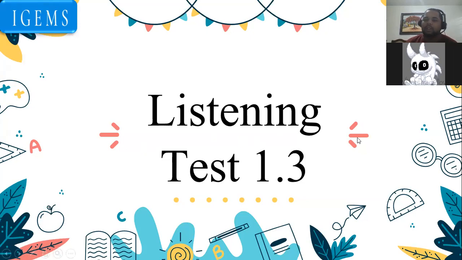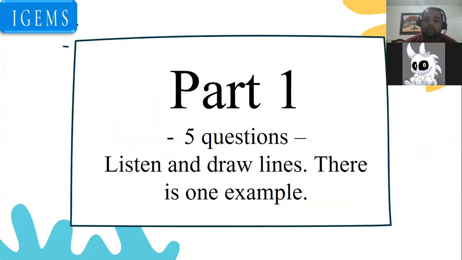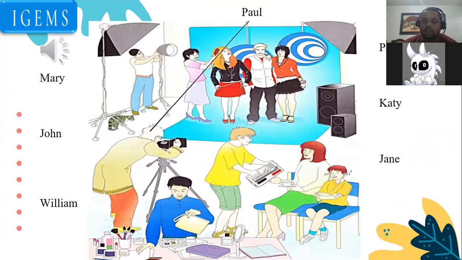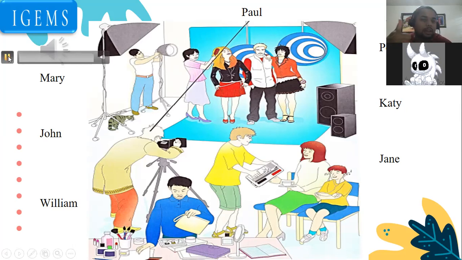Okay, look at this, listening, all right? Test on number 1, 3. Okay, 5 questions. Listen and draw lines. And there is one example. So we're gonna listen to this exercise, man. And then as I told you before, you will tell me who's that person or what that person is doing. Listen carefully to the information that is going to be given. Are you ready? Okay, this okay means that you are ready. Here we go. Part one. Listen and look. There is one example.